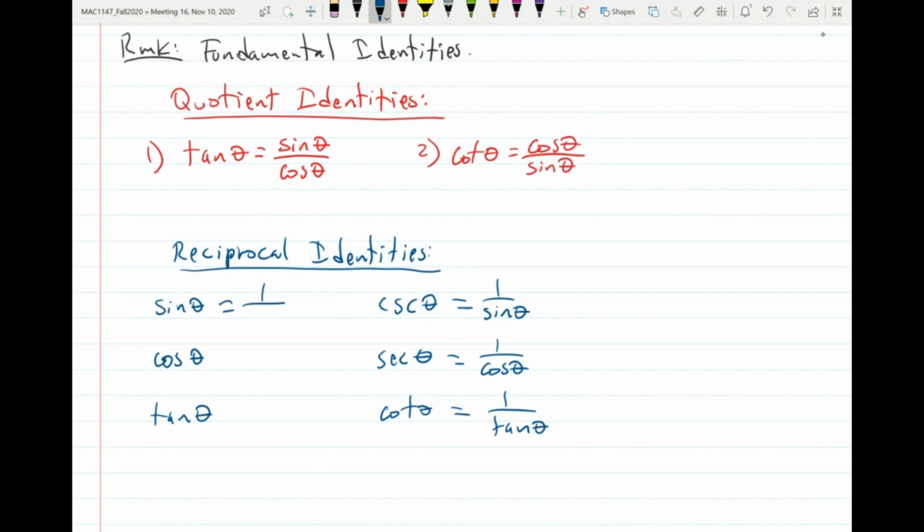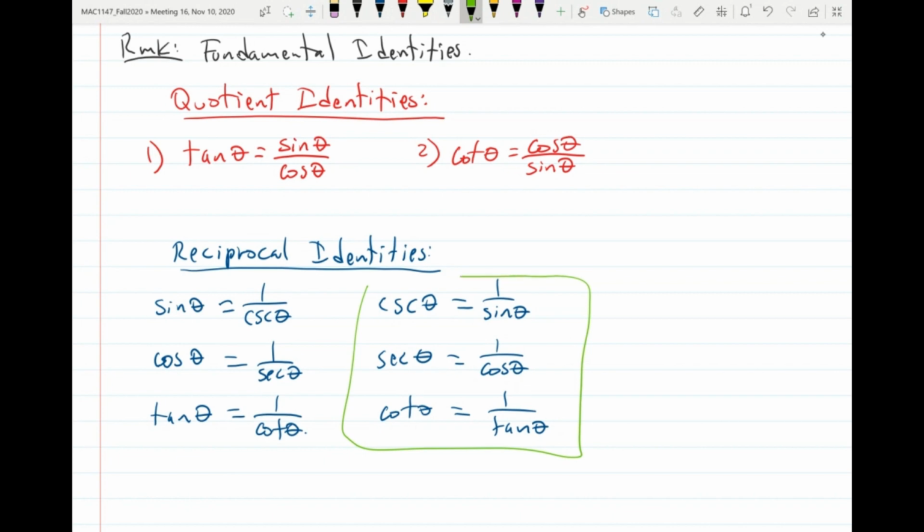If you flip the cosecant, you're gonna get sine. If you flip the secant, you're gonna get cosine. And if you flip the cotangent, you're gonna get tangent. But usually, when we talk about the reciprocal identity, we usually think about these 3 right here, right?